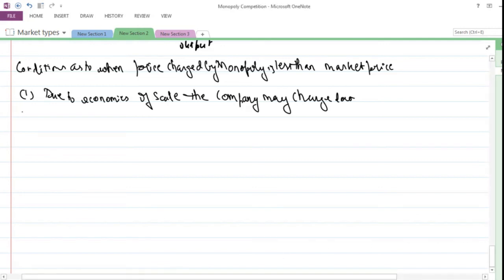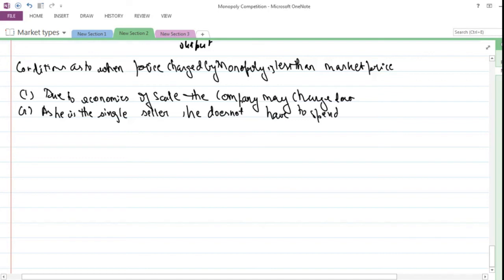The second reason why a monopolist would be reducing his price is because as he is the single seller, he does not have to spend much on promotion and he can reduce the price.